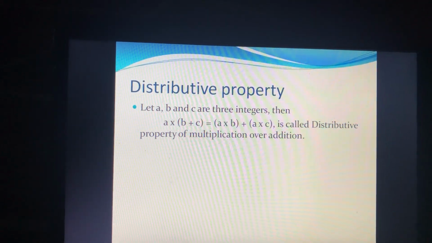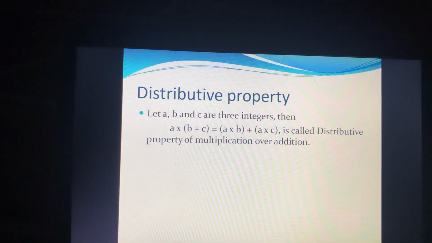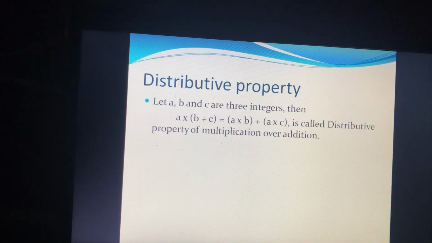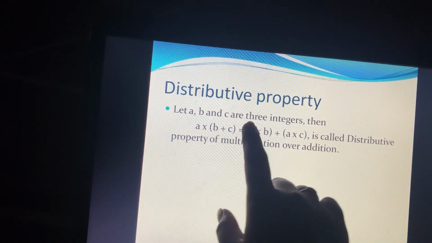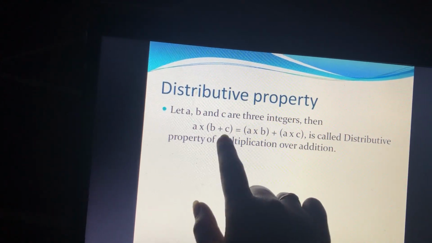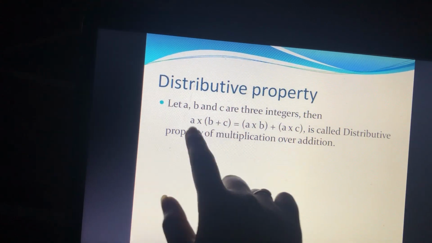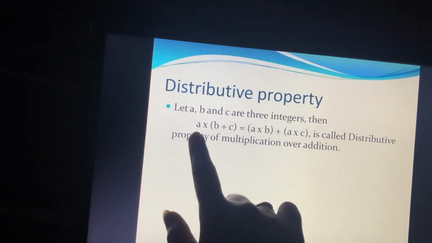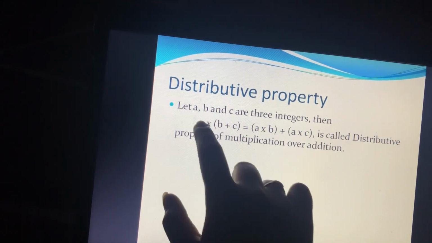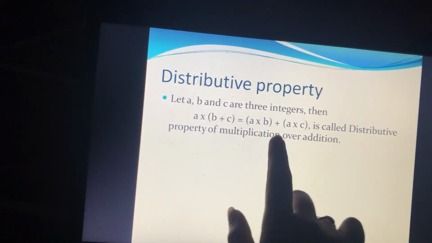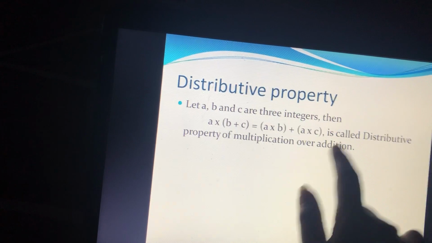Distributive property. Distribute, as the name says, means बांटना, अलग अलग करना, bifurcate करना. Let a, b and c be three integers, then a multiply b plus c is equal to, ब्रैकेट के अंदर के हर एलिमेंट को बाहर वाले नंबर से हम इसको मल्टीप्लाई करते हैं, a multiply b plus a multiply c. That is how distributive property of multiplication under addition works.